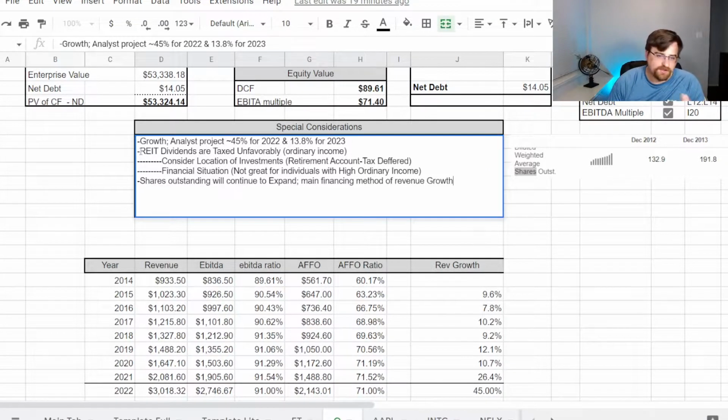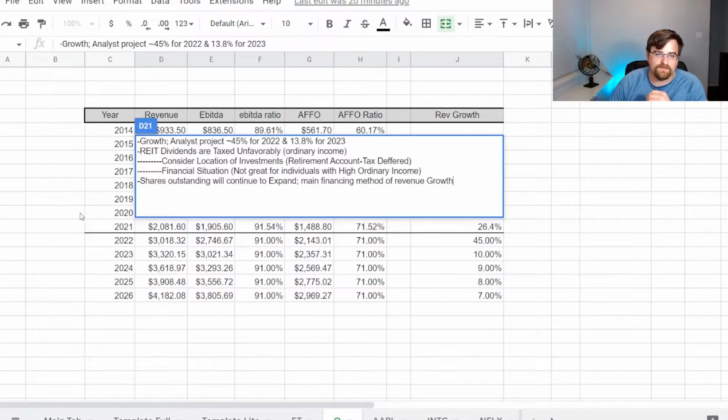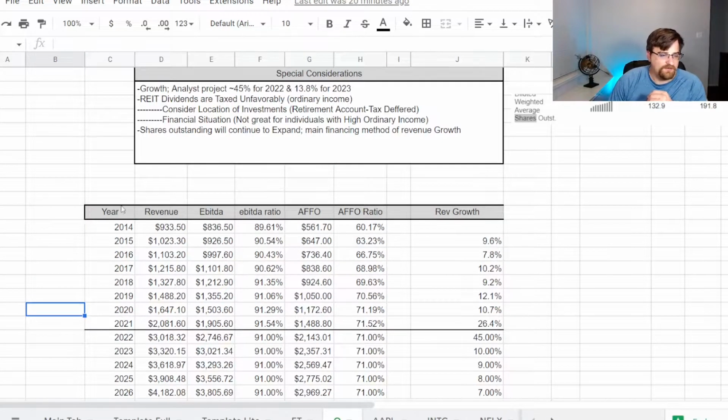Shares outstanding will continue to expand as it's the main way they're raising financing money in order to raise their growth through the revenue. Wow, that was a really terrible way to say that.